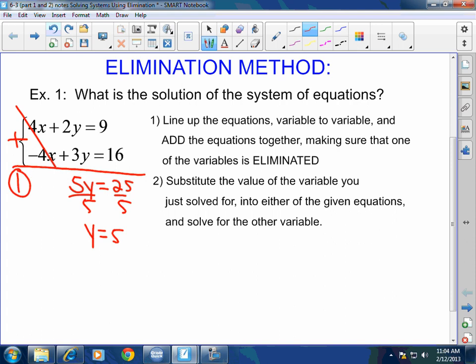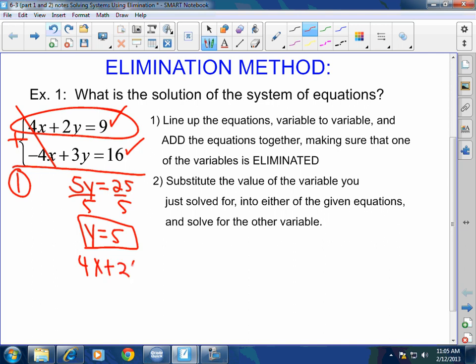Step two, substitute the value of the variable you just solved for into either of the given equations and solve for the other variable. So now that I know that y equals 5, I can plug this y into either this one or this one. It does not matter. You can go ahead and plug that into anything. So which one do you want to plug it into? Okay, he wants to plug it into the top equation. So I've got 4x plus 2y, y is 5, because we solved that, equals 9.